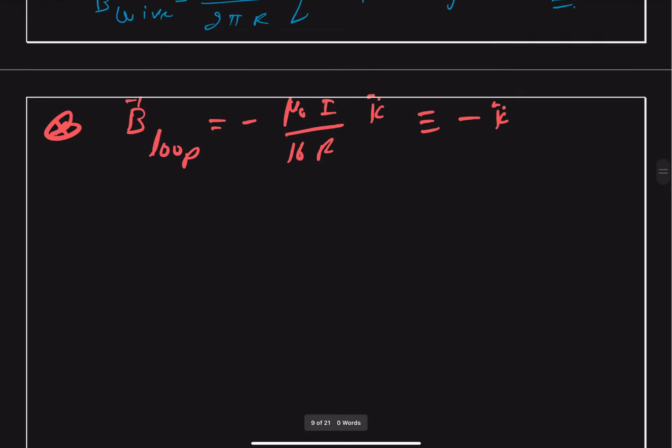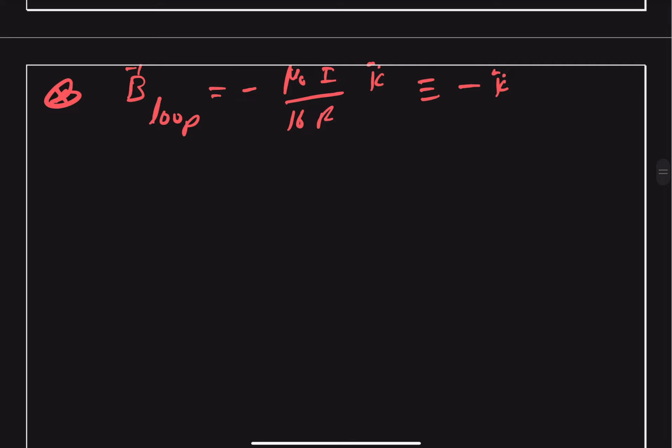So if we only concentrate on directions, then we can say that the magnetic field can be equal to 0 at the origin, because the direction of net magnetic field will be, because of the wire it is plus k, and because of the loop it is minus k. So both the fields are in opposite direction.